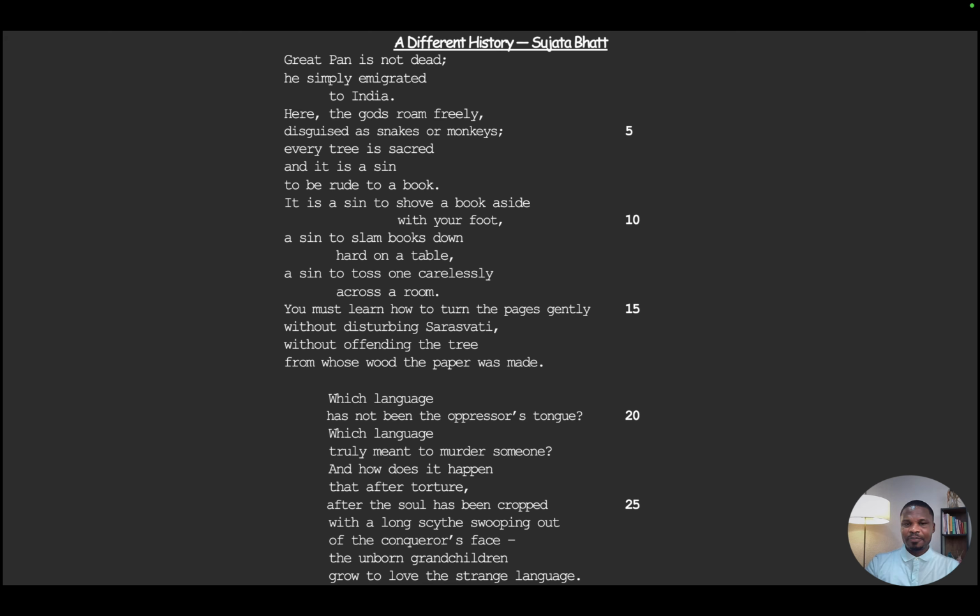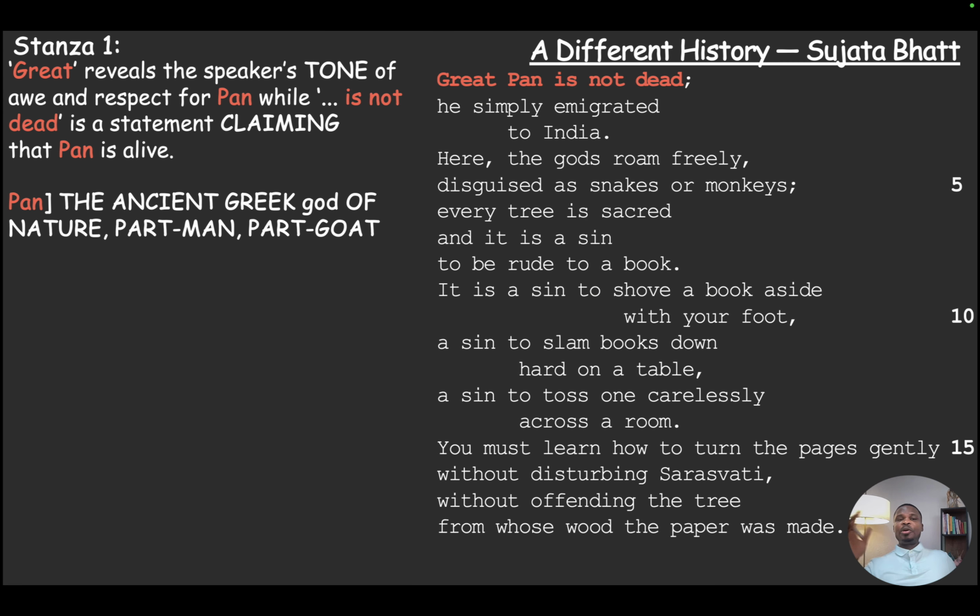Which language has not been the oppressor's tongue? Which language truly meant to murder someone? And how does it happen that after torture, after the soul has been cropped with a long sight, swooping out from the conqueror's face, the unborn children grow to love the strange language?